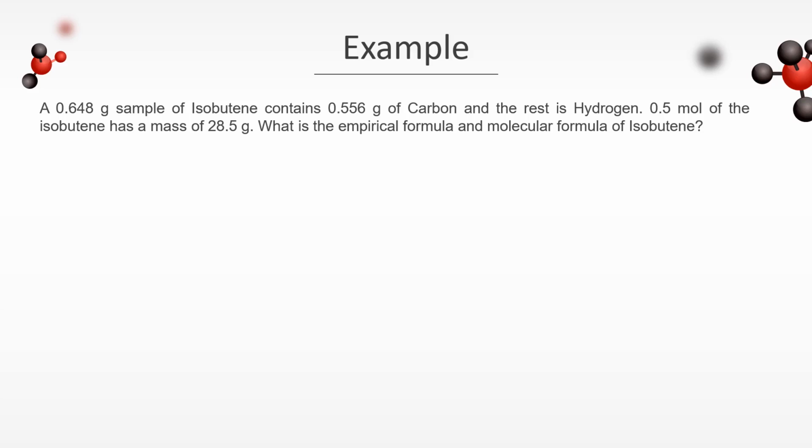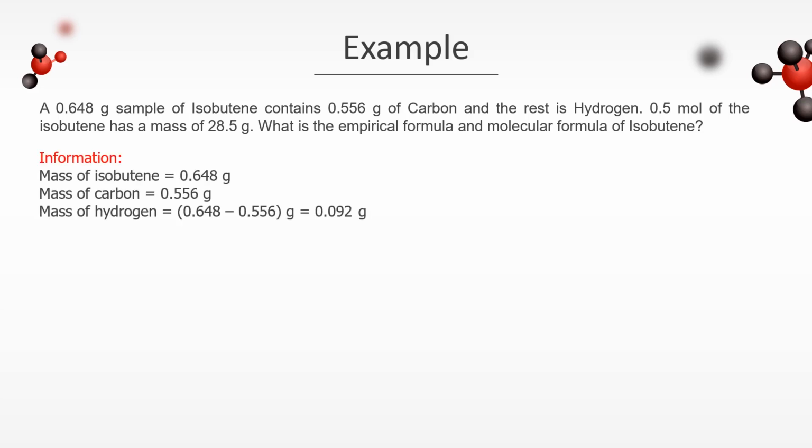First thing first, we have to extract the information from the question. The information given here: mass of isobutene equals 0.648 gram, and the mass of carbon is 0.556 gram. To calculate the mass of hydrogen, we have to subtract the mass of carbon from the mass of isobutene. So we will get the mass of hydrogen as 0.092 gram.